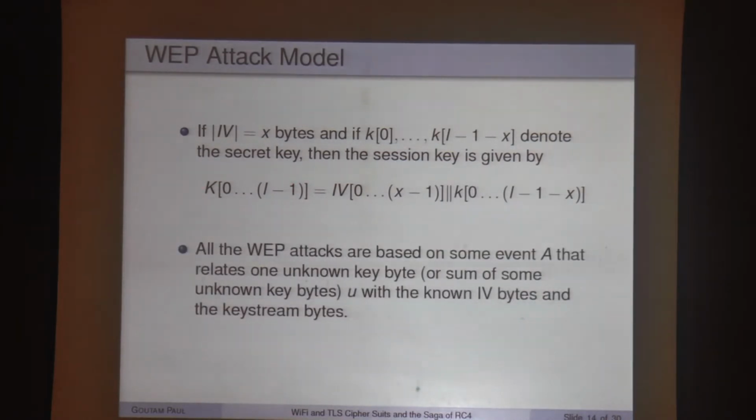Essentially, all the known WEP attacks are based on some event A. Basically we are doing a statistical test of whether an event occurs or not, and nothing else. What is the event? The event relates one unknown key byte, or maybe a sum of key bytes, because you are adding the keys in multiple rounds, with known IV bytes. The IVs, the session IDs, are known and can be easily obtained. Some relationship between the unknown portion and the known portion is the event. If the relation holds, the event is true, otherwise it is false.